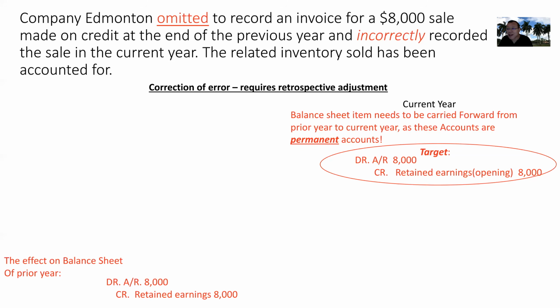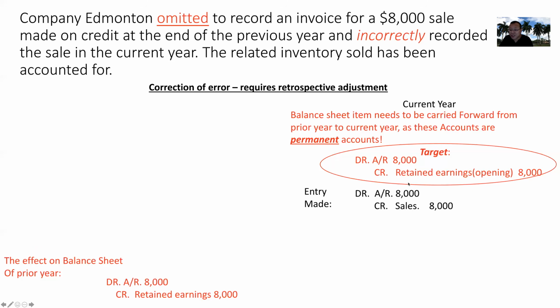However, the company made a mistake. They incorrectly recorded sales in the current year. So what they have done in the current year is recognize the sales. Their journal entry is the sales recognition: you debit accounts receivable for 8,000 and you credit sales. As you can see, this entry is not correct, because we want the target to be debit AR 8,000, credit retained earnings, the opening balance, 8,000. But the company made this entry, debit AR 8,000, credit sales 8,000.